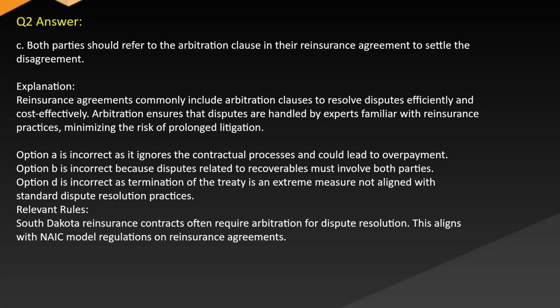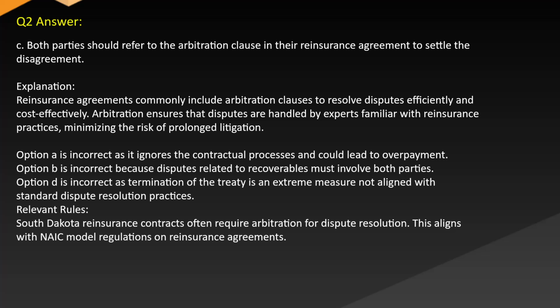Explanation. Reinsurance agreements commonly include arbitration clauses to resolve disputes efficiently and cost-effectively. Arbitration ensures that disputes are handled by experts familiar with reinsurance practices, minimizing the risk of prolonged litigation. Option A is incorrect as it ignores the contractual processes and could lead to overpayment. Option B is incorrect because disputes related to recoverables must involve both parties. Option D is incorrect as termination of the treaty is an extreme measure not aligned with standard dispute resolution practices.